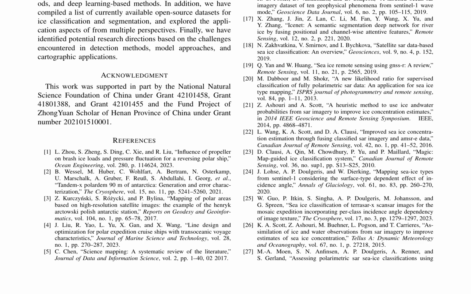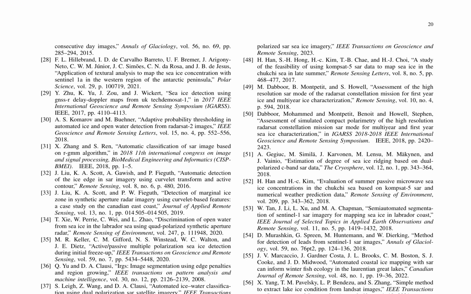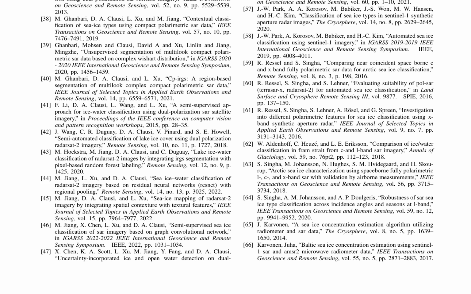Additionally, it explores the application of multidimensional polar projections to process and present data involving spatial dimensions, time, temperature, and thickness. The authors identify potential research directions based on the challenges encountered in detection methods, model approaches, and cartographic applications. The paper provides a comprehensive overview of the current methods used for sea ice segmentation and classification, including classical image segmentation methods, machine learning-based methods, and deep learning-based methods. It also discusses the limitations and assumptions of these methods and highlights the importance of future work in this field.